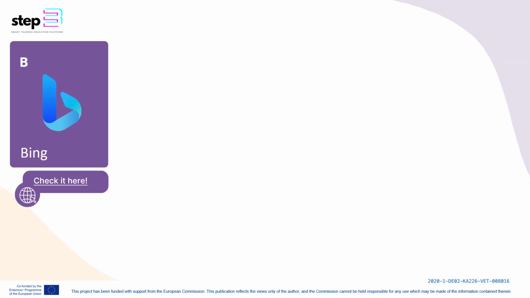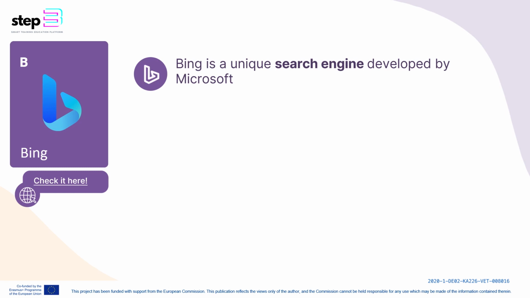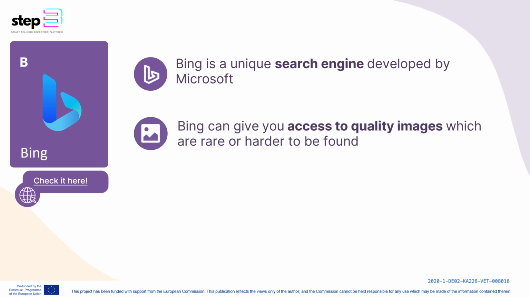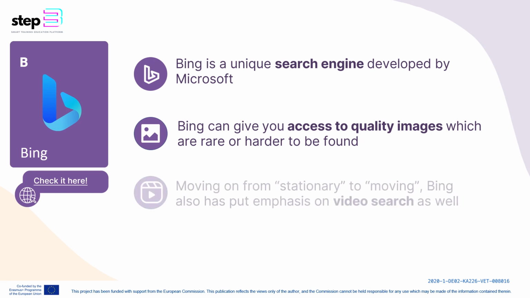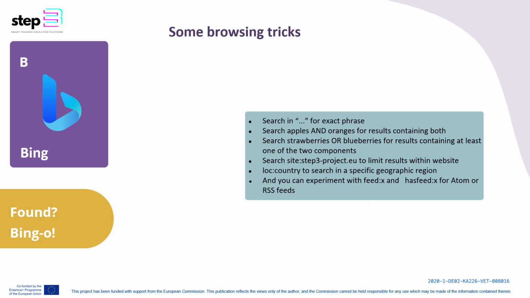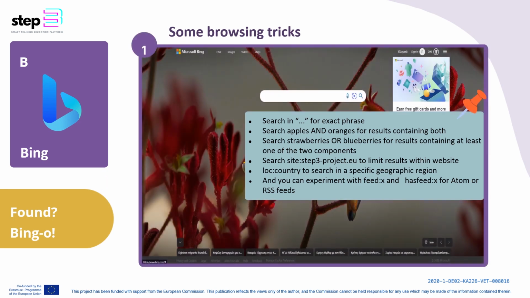Moving on to Bing. Bing is a unique search engine developed by Microsoft. It is great at image search functionality, giving access to high-quality content and images. It has very effective criteria for video search as well. To access the official website of Bing, click on the link here. And on this slide, you will find some great browsing tips for Bing, so you can pause and take a look.